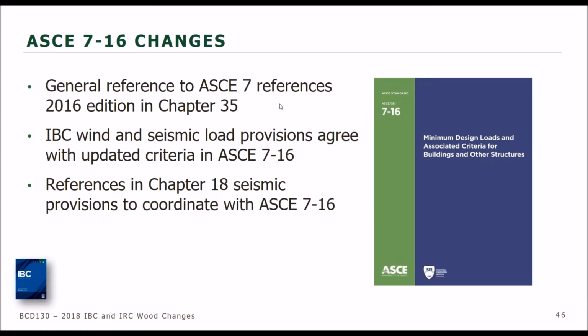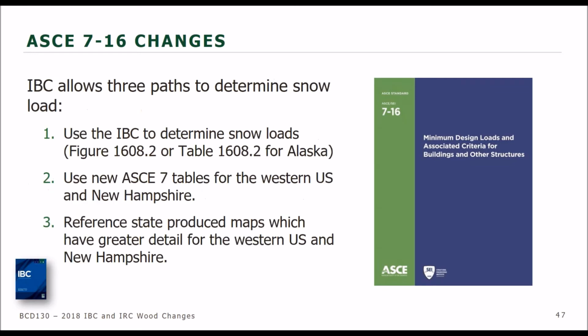Here are the things that do align with the IBC. ASCE 7 is referenced in Chapter 35 as a general reference. The IBC wind and seismic load provisions agree with the updated criteria of ASCE 7-16, as do the Chapter 18 seismic provisions in accordance with ASCE 7-16. So all of these are now aligned.